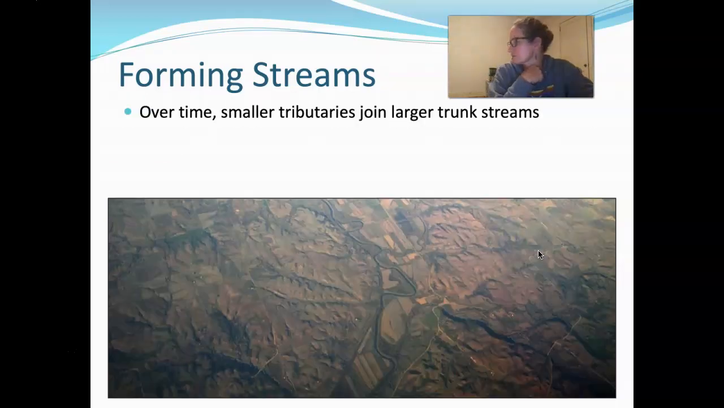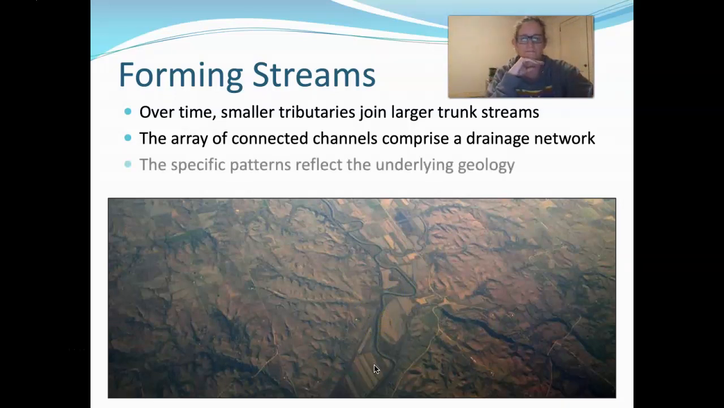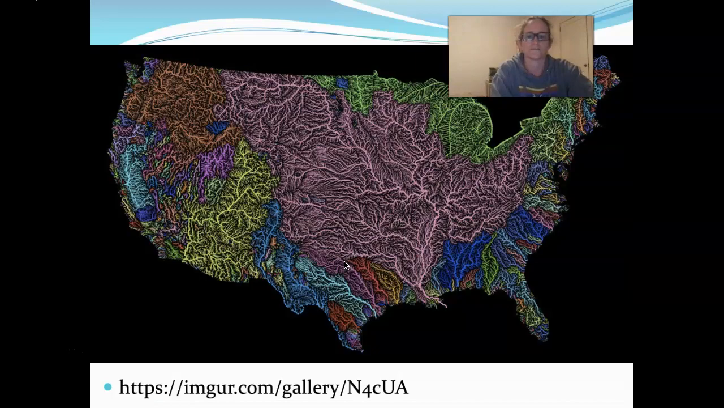Over time, these tributaries come together and form a larger trunk stream. So in this image, these dendritic or tree-like patterns all are draining the hilly areas and coming together, and I'll outline this trunk stream down the middle of the image. Those dendritic tree-like patterns are draining down into the main trunk stream. And the pattern, like the dendritic pattern and the meandering of this stream, is going to be dictated by the underlying geology.